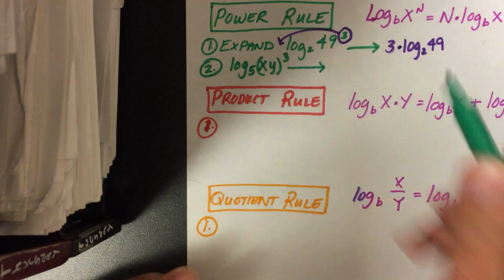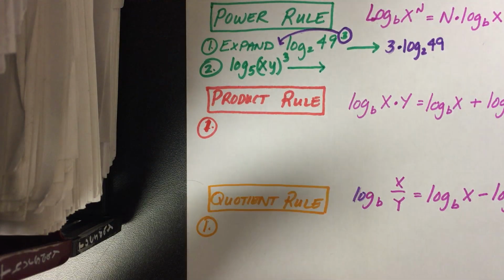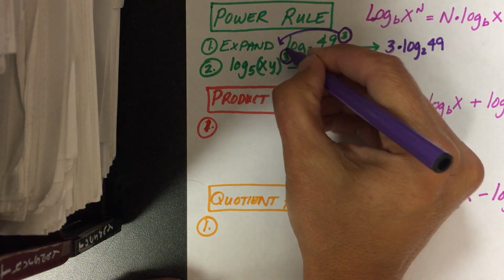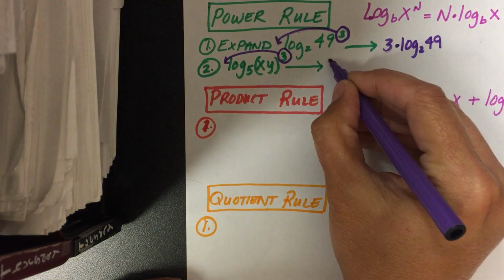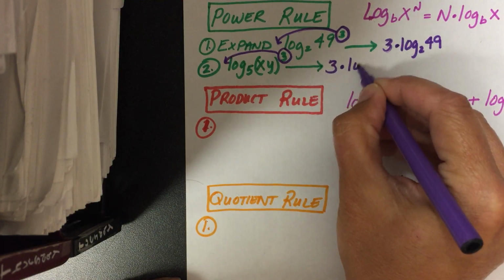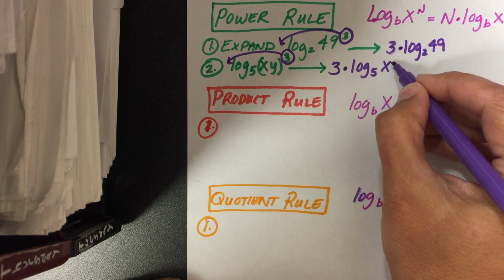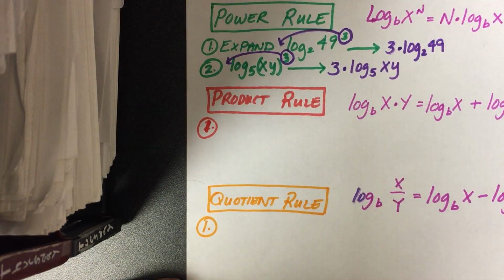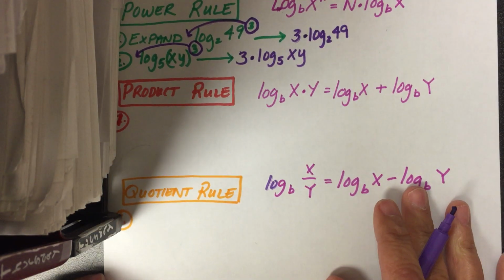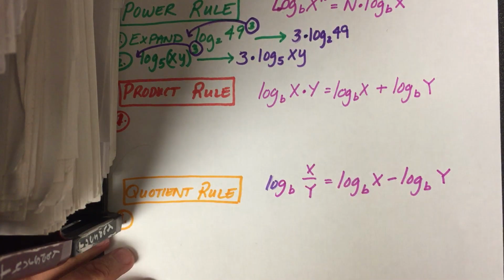So I am going to take that 3 and move it in front, and this becomes 3 times log base 5 of xy. And that's your answer. Now, where some people really have a hard time is an example where we cannot use the power rule.